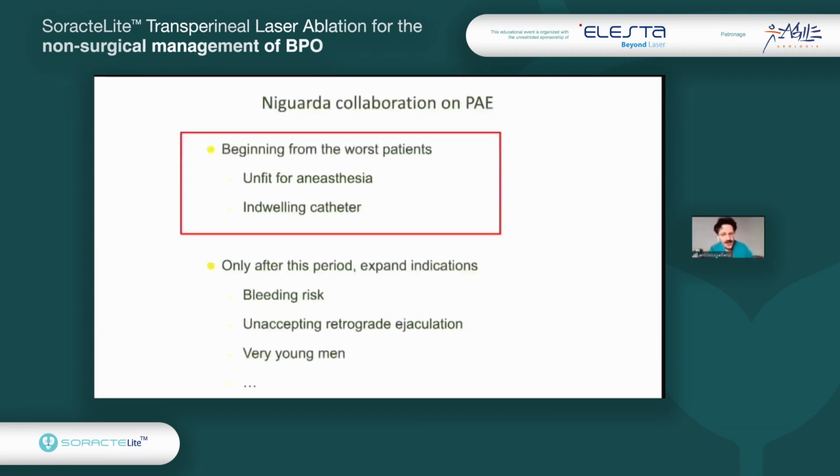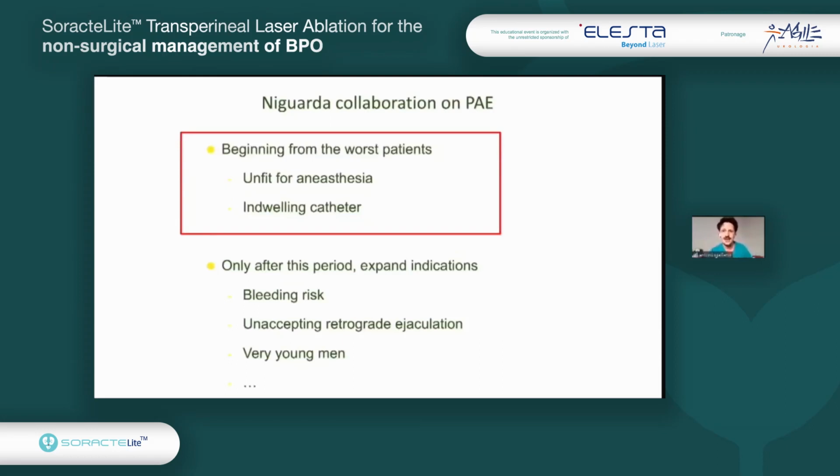We started our collaboration beginning from our worst patients. The radiologists wanted to start. We didn't want to lose pathology. We were really fearing to give our patients to the radiologist. It is somewhat a renunciation of what we usually do. So we started giving them the patients that we would never operate.